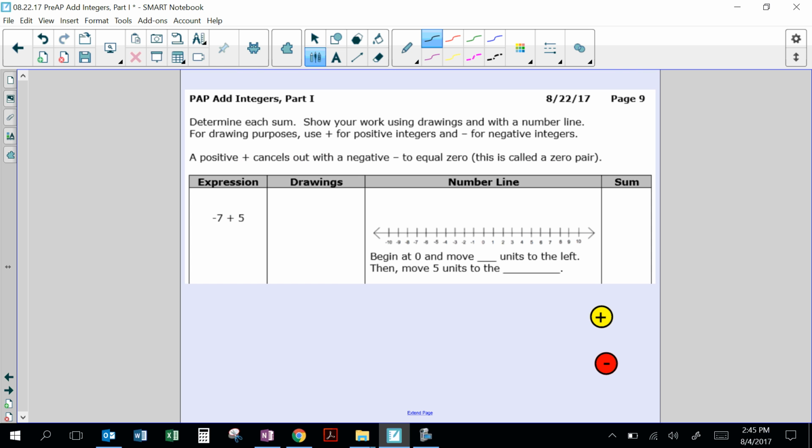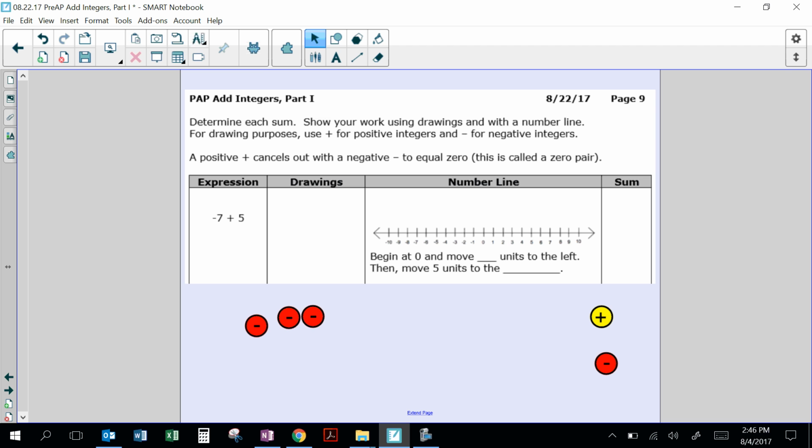So let's look at our lesson for today. So using your algebra tiles, determine each sum. Show your work using drawings and with a number line. For drawing purposes, use a plus sign for positive integers and a negative sign for negative integers. A positive cancels out with a negative to equal 0. This is called a zero pair. So let's use algebra tiles. So we start with what integer? -7. Please take out 7 negatives.